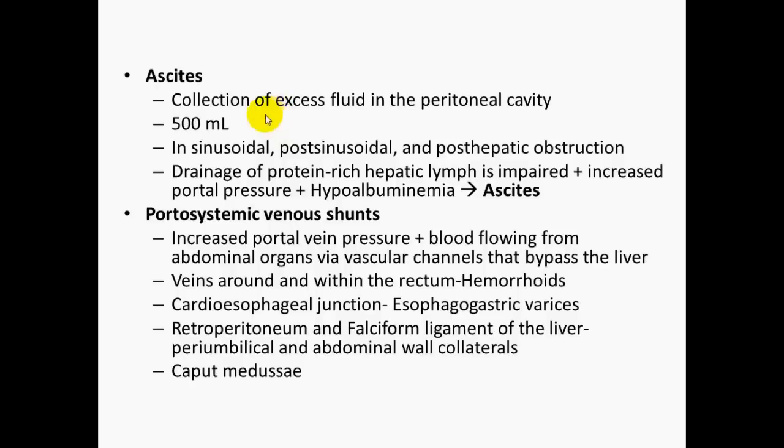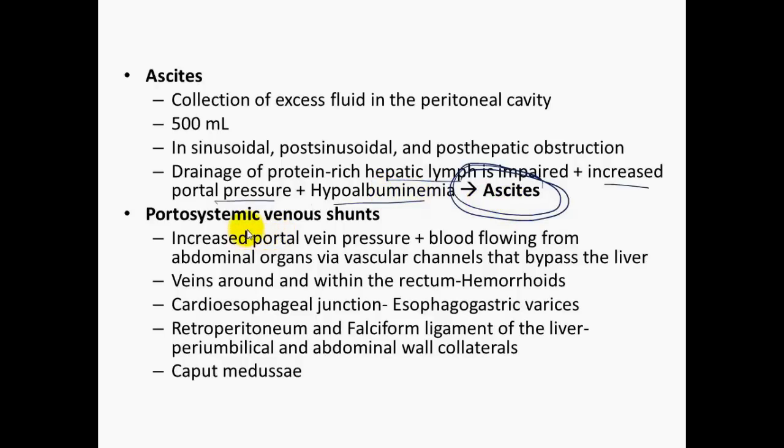There will be collection of excess fluid, more than 500 milliliters, in sinusoidal, post-sinusoidal, and post-hepatic obstruction. So you have impaired drainage of protein-rich hepatic lymph, you have increased portal pressure, you have hypoalbuminemia. All these things are going to contribute towards ascites. It's not just one thing; a number of things are going to contribute towards ascites.